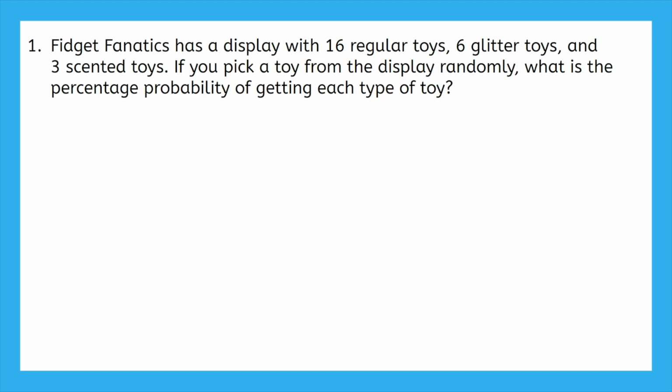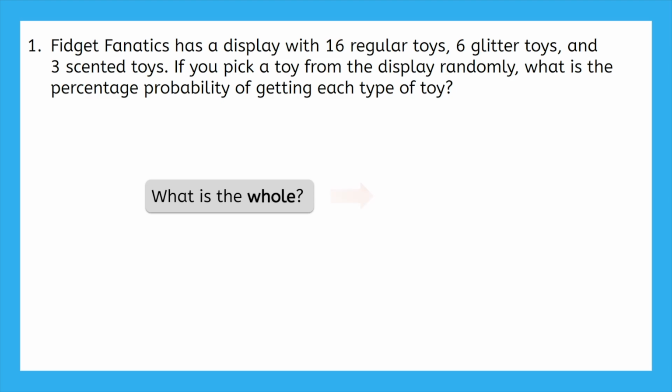Fidget Fanatics has a display with 16 regular toys, 6 glitter toys, and 3 scented toys. If you pick a toy from the display randomly, what is the percentage probability of getting each type of toy? We don't have a visual here to help us, but I know we can still do this. Probability is all about parts of the whole. So what do you think is the whole in this scenario?